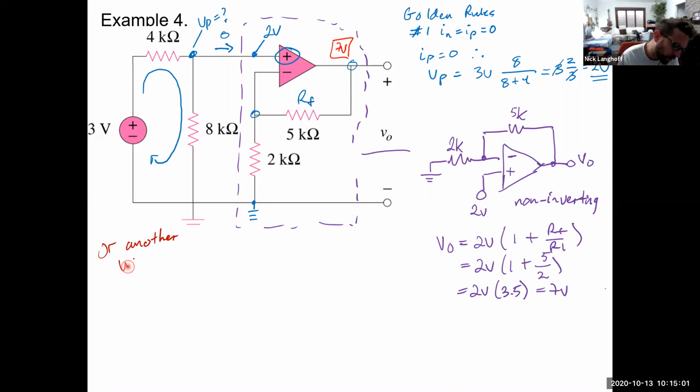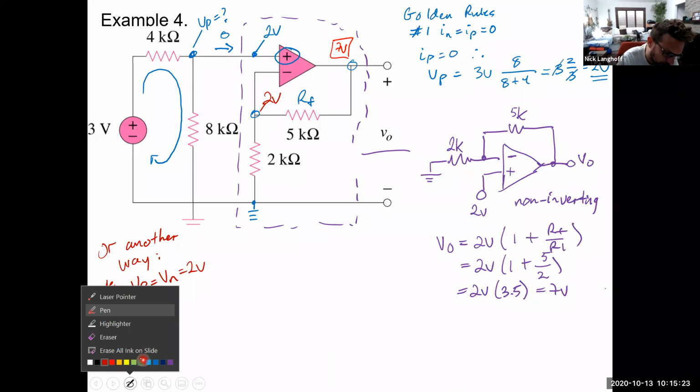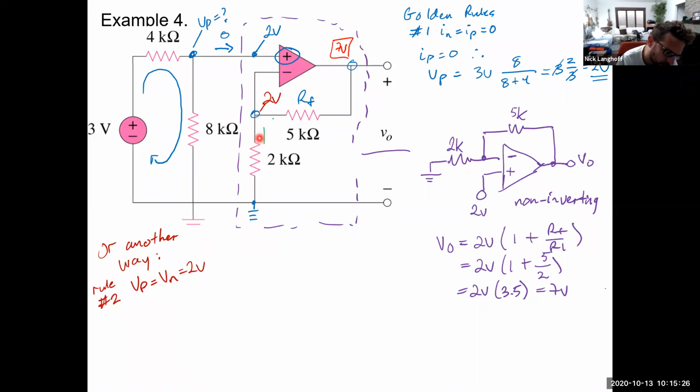Now you could go another way. You could use rule number 2, and say that VP is equal to VN, which is then 2 volts. So you could say, okay, this is 2 volts. If I know that that's 2 volts, you could then immediately look here and say, that's 2 volts divided by a 2 kilo ohm resistor. That must be 1 milliamp of current flowing through there, right? 2 volts divided by 2 kilo ohms is 1 milliamp of current.